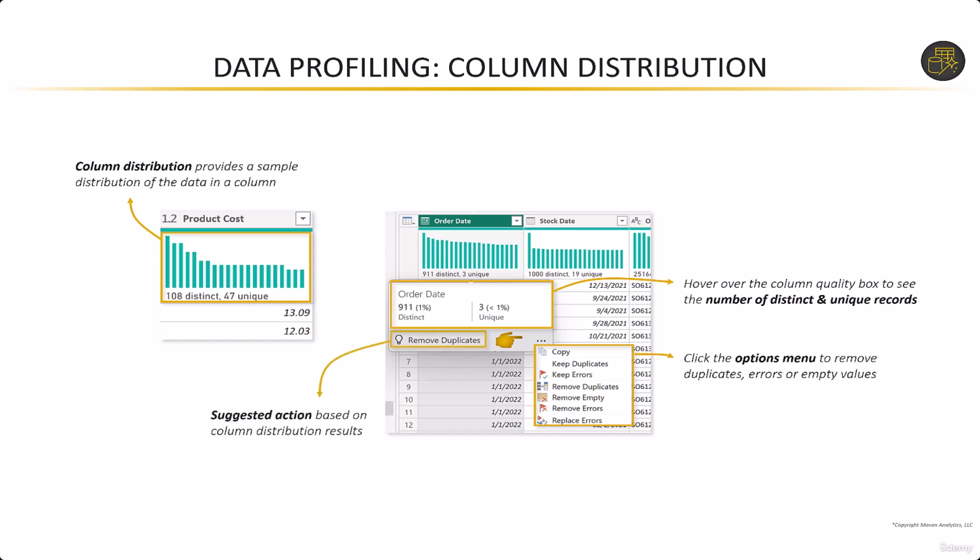The other thing that I'd like to call out here is that you actually have a suggestion from the query editor. This suggestion is a potential remedy based on the distribution that it finds within the column. Here we can see that there's a remove duplicate suggestion to help clean up this data. This may not always be exactly what you want, but it can be handy if the recommended option is the exact data cleaning step that you're looking for.